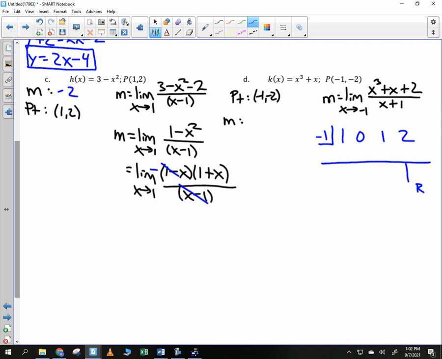So negative 1, because negative 1 is the solution to the binomial on the bottom, and then these are the coefficients up above. 1, 0 for the x squared, 1 for the x, and then 2 right there. I start by always dropping this down, and then I multiply. Negative 1, add, negative 1. Multiply, 1. Add, 2. Multiply, negative 2, add, 0.